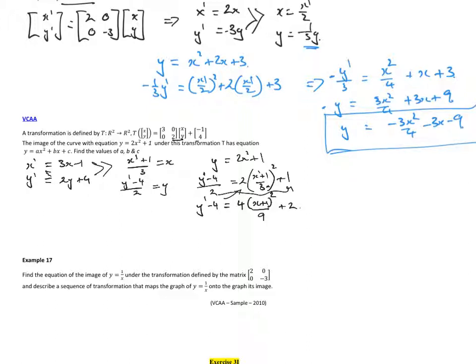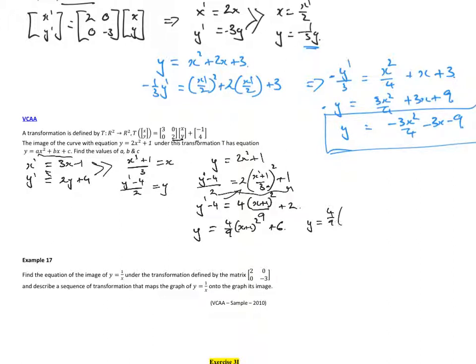So once we do that, we can probably bring our 4 across. So we'll get y is equal to 4 on 9 times x plus 1 all squared plus 2 plus 4. So we end up with plus 6. So we need to get it into the form of the equation that we've been given, ax squared plus bx plus c. So let's expand that bracket.